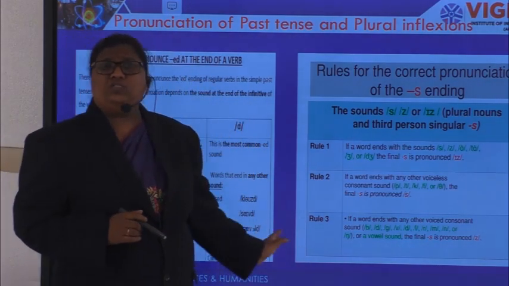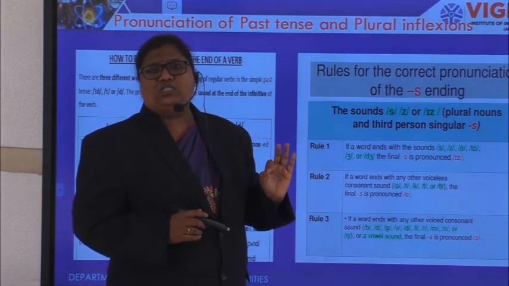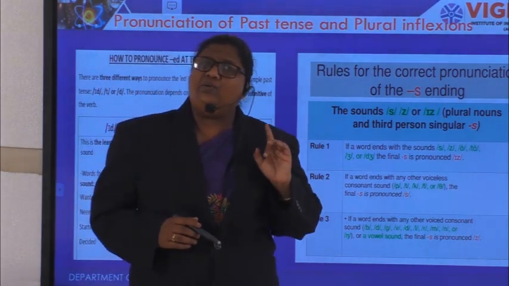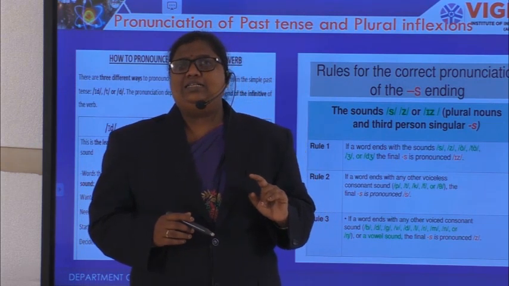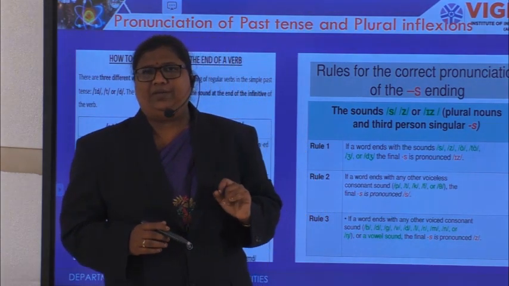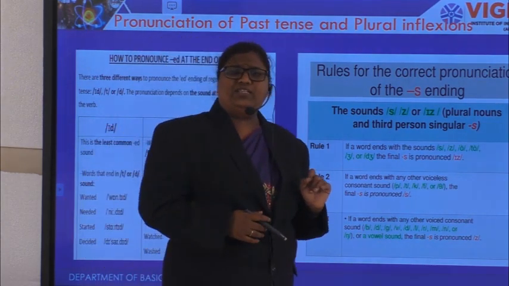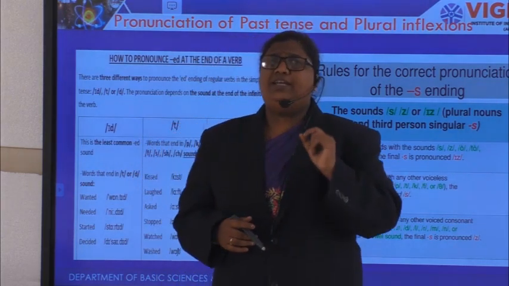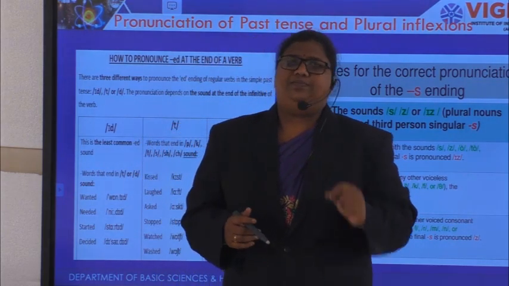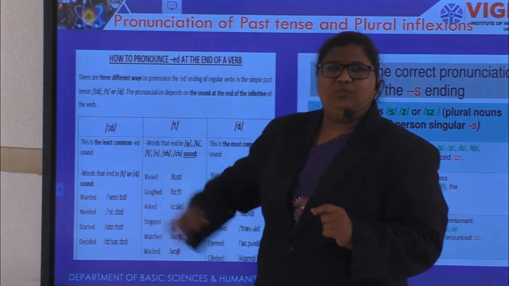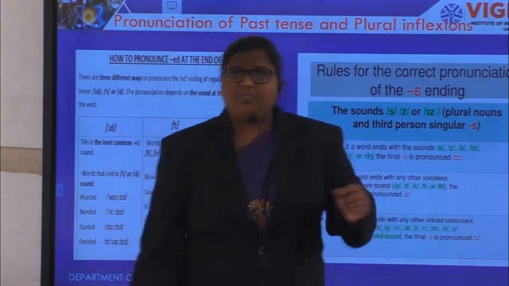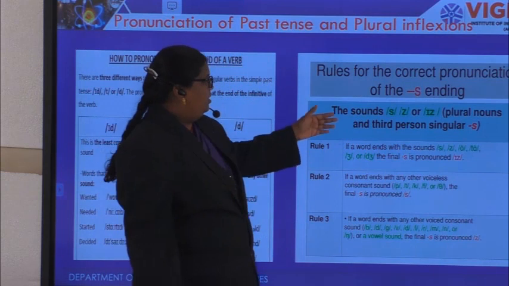Except these 8 sounds, for all the rest of the sounds, if you add ed, you have to pronounce it as d. So excluding those 8 sounds, for all the rest of the regular verbs, ed has to be pronounced as d. Clear? Shall we move on to plural inflections? That's also very simple actually.